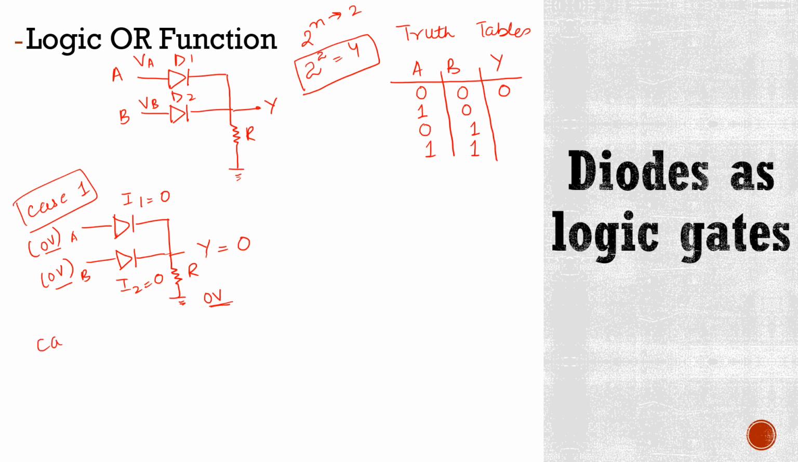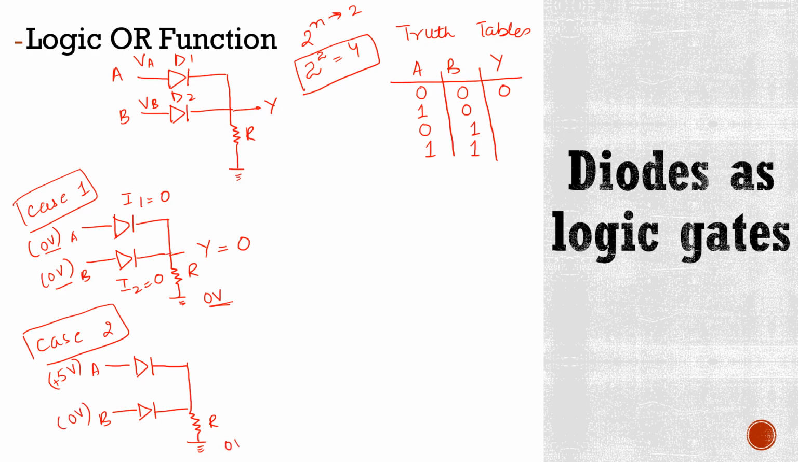Now we look at case 2. In this case, terminal A is on and terminal B is off. It means some potential is applied here. For suppose if this potential is plus 5 volts and here no potential is applied, so it is 0 volts. This is 0 volts, this is 5.